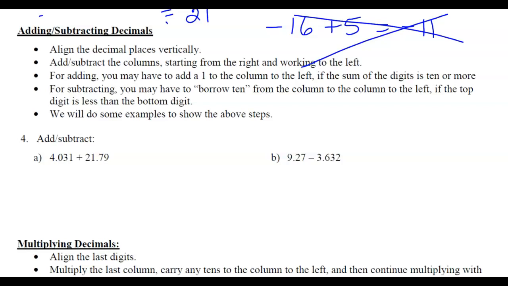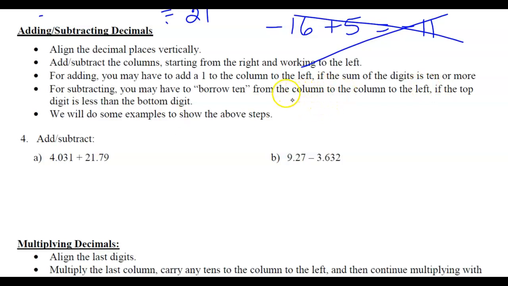Okay, for every question, again, without a calculator, I want you to try to add and subtract. I've given you the steps that I use. I know there are different methods for adding and subtracting that you learn in elementary school, but the most common traditional way is to align the decimal places vertically and add or subtract the columns depending on the question. For adding, you may have to add a 1 to the column to the left if the sum of the digits is 10 or more. Subtracting, you might have to borrow 10 from the column to the left.